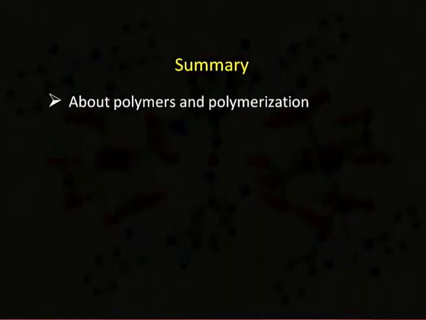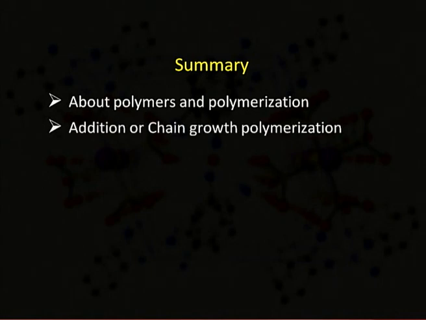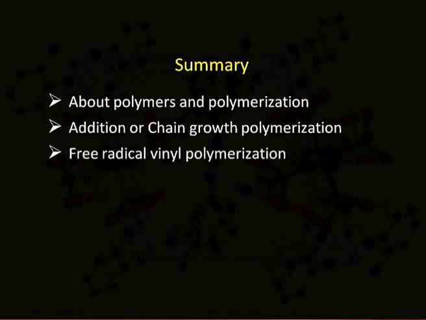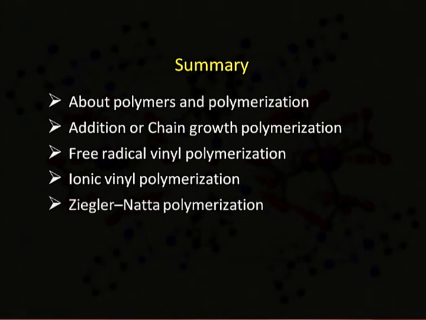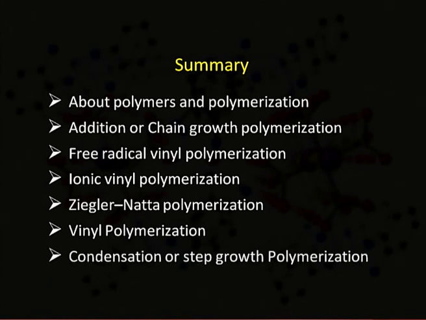So, viewers, in this session we have discussed polymers and polymerization. The polymerization we have discussed is of various kinds, that is addition or chain growth polymerization, further of the following types: free radical vinyl polymerization, ionic vinyl polymerization, Ziegler-Natta polymerization and vinyl polymerization. Another type of polymerization was condensation or step growth polymerization. In the next session, we will discuss polyesters, polyamides, resins such as phenol formaldehyde, urea formaldehyde, epoxy, polyurethanes along with natural and synthetic rubbers.